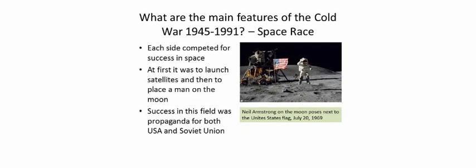The space race is a really interesting factor of the Cold War. Each side competed for success in space. At first, it was the Russians who were first to launch a satellite. The U.S. then decided that it needed to be the first to put a man on the moon, which it did. Success in this field had a very, very high propaganda value for both the USA and the Soviet Union.